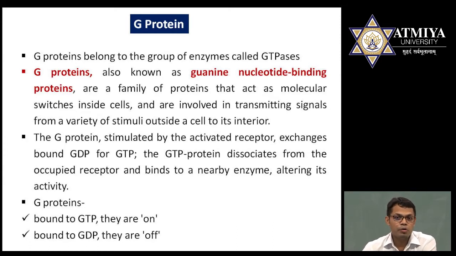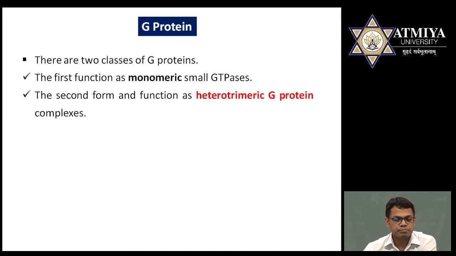So overall, the concluding remark is that G proteins have two states. One is on, the other is off. If the G protein is bound with GTP, it becomes on. If it is bound with GDP, it becomes off.